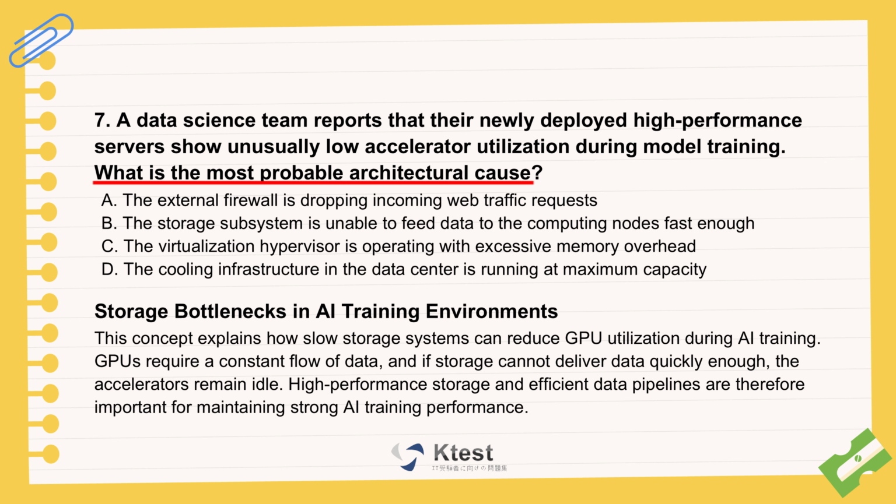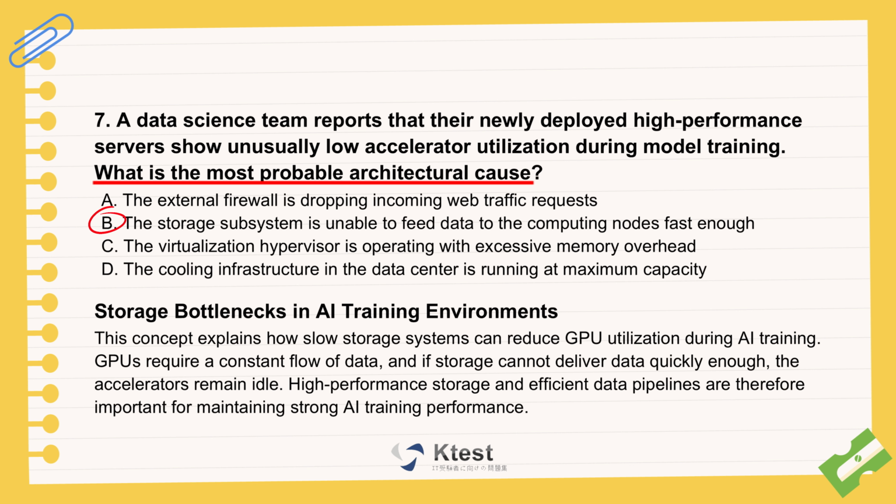So the data just isn't reaching them. Correct. Option B is the answer. The storage subsystem is unable to feed data to the computing nodes fast enough. Why does that happen? Think about the mismatch. A modern GPU uses a PCIe Gen 5 bus that can chew through gigabytes of data in a fraction of a second. If your storage subsystem is running on legacy protocols or spinning disks, it's like trying to fill a swimming pool through a drinking hose. Wow. The GPU finishes its tiny calculation and then just sits idle, wasting thousands of dollars an hour in electrical costs. The knowledge point is storage bottlenecks in AI training environments.